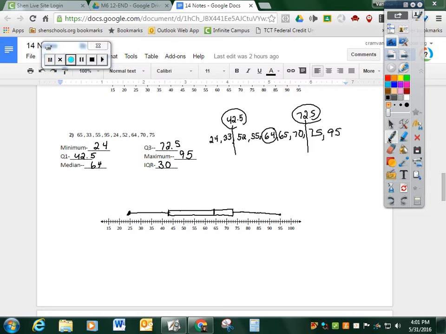Just to throw in a side note, remember, each section is worth 25%. This box and whisker plot is really useful because it can tell you which section of your data has the greatest variability, because it's really going to be the longest section. I would say that this section and this section seem to be very similar in length, which means they're very similar in variability. But in between 65 and 72, this is a very small section. There's less variability in this 25% of the data.